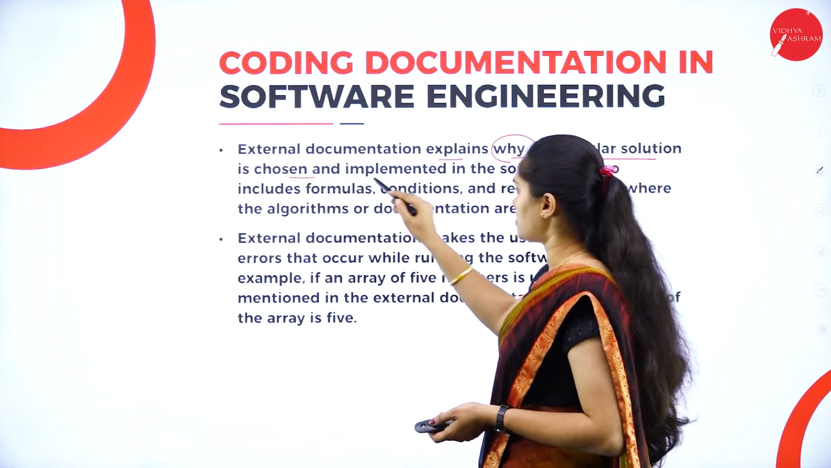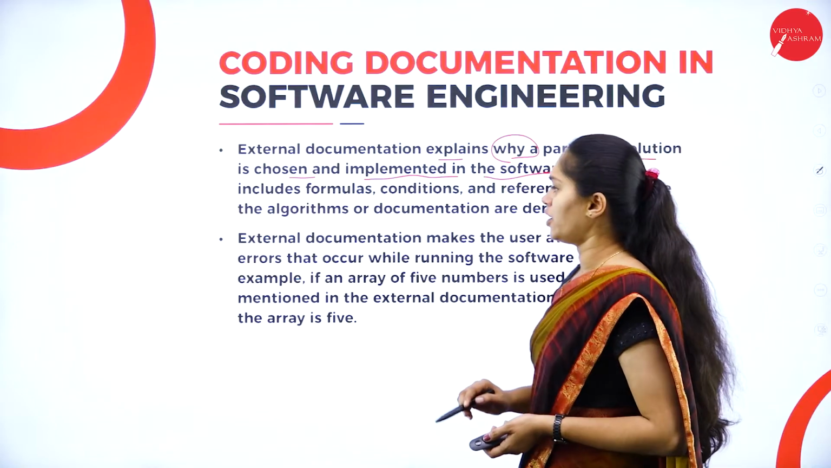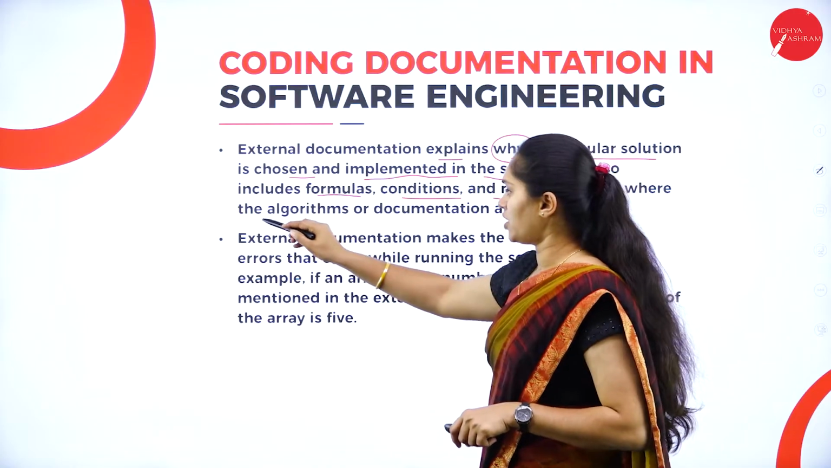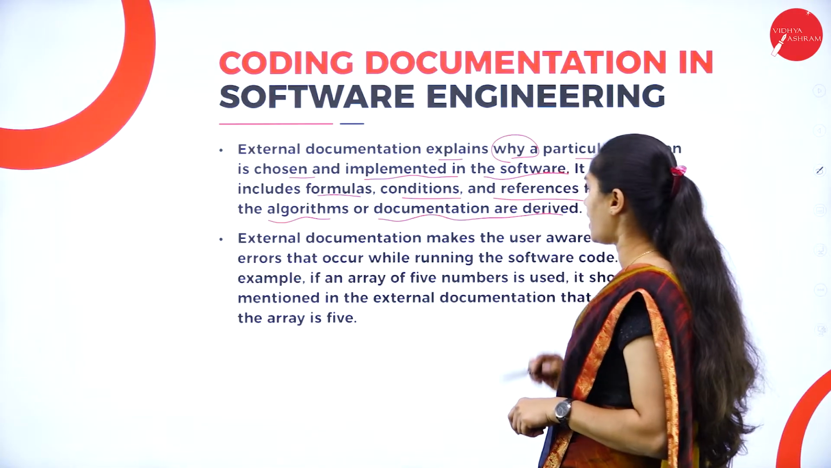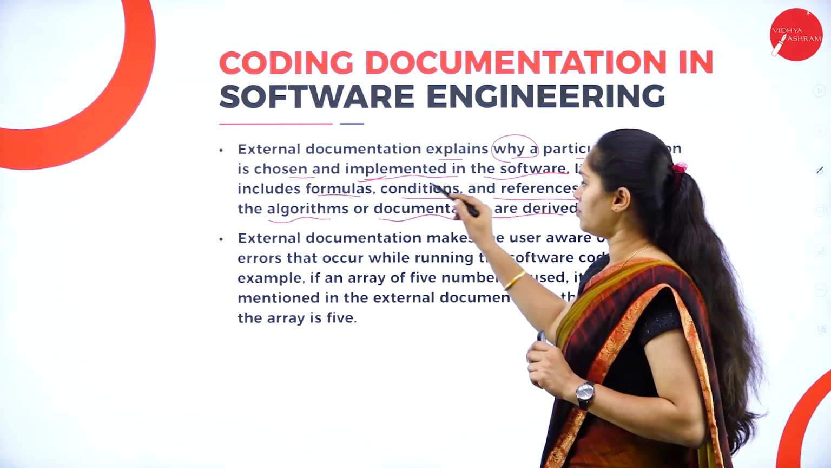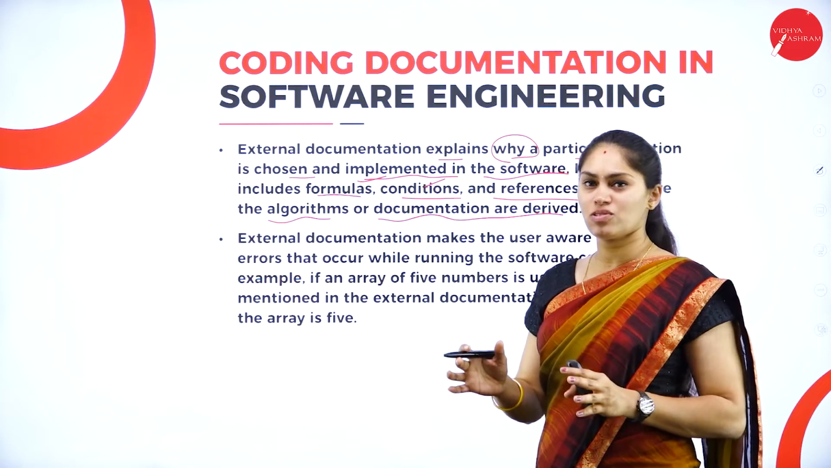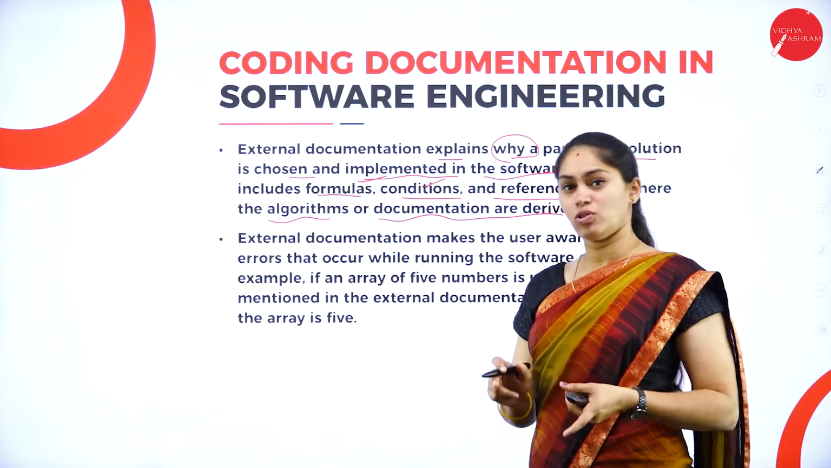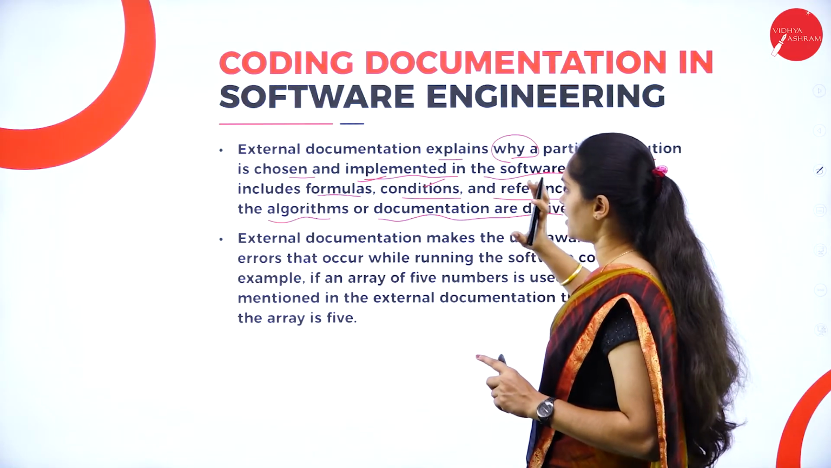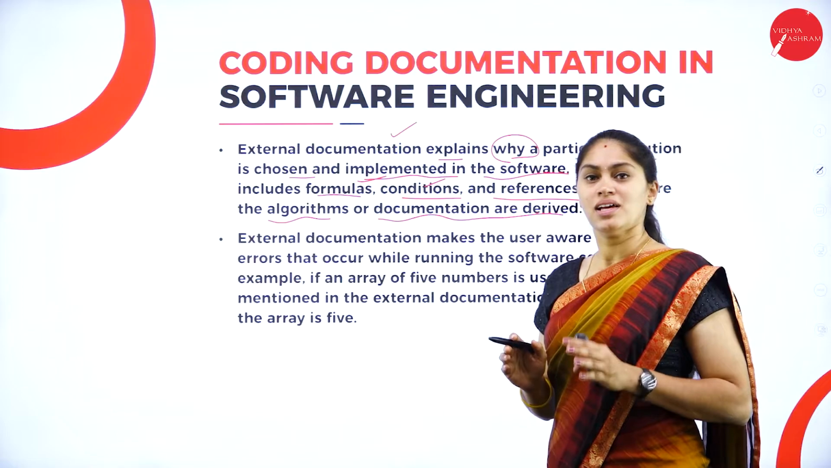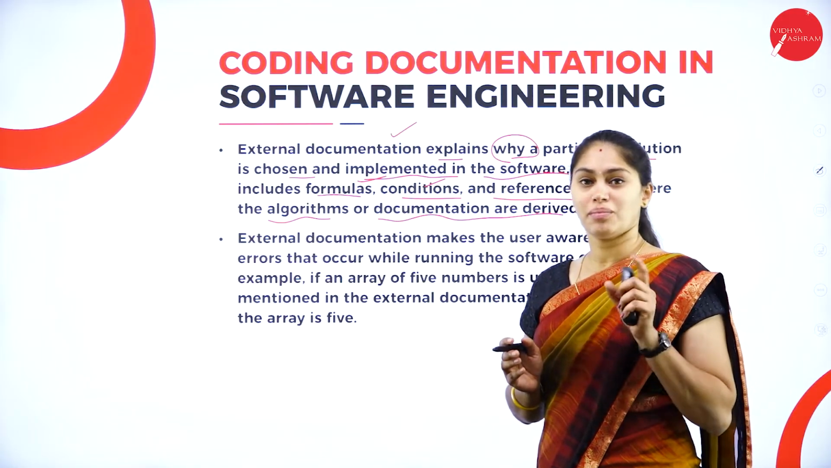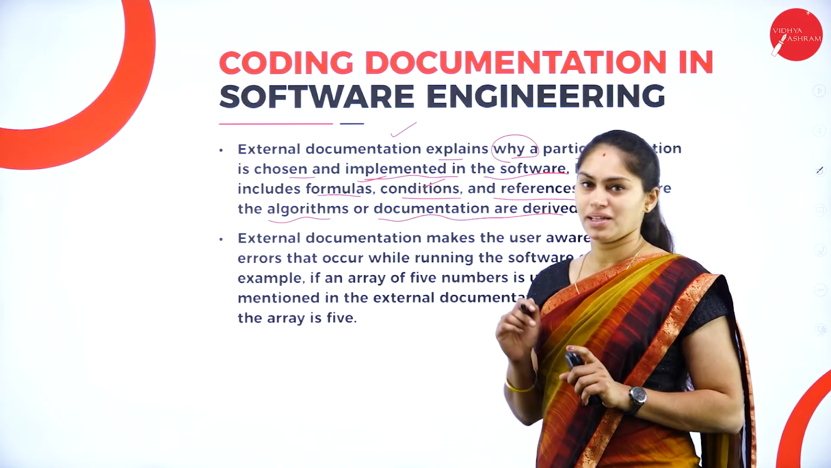This also explains why a particular solution is chosen and implemented in a software, and it includes formulas, conditions and references which we got from a particular algorithm or documentation from which they are derived. All this information with respect to the formulas and conditions tells us what we have used, but it does not specify how it has been used. That documentation will help us have a brief description of all the things related to the particular software, mainly to solve a problem which is given by the customer.